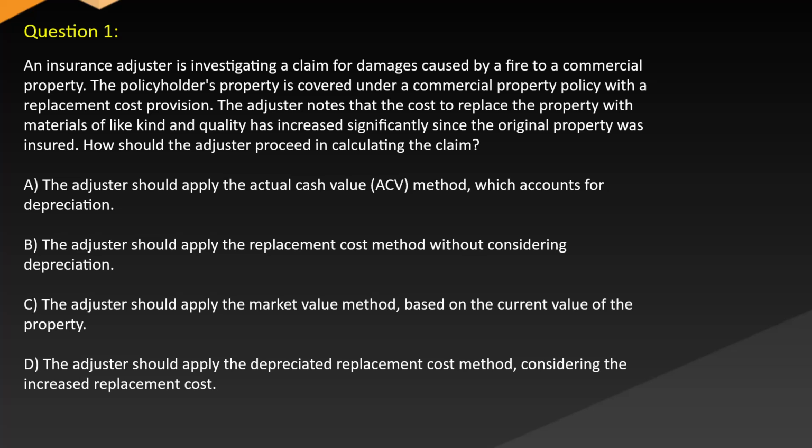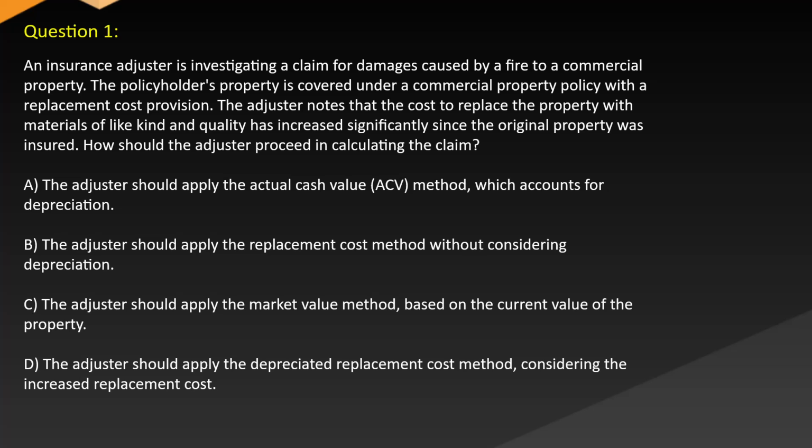Question 1. An insurance adjuster is investigating a claim for damages caused by a fire to a commercial property. The policyholder's property is covered under a commercial property policy with a replacement cost provision. The adjuster notes that the cost to replace the property with materials of like kind and quality has increased significantly since the original property was insured. How should the adjuster proceed in calculating the claim?